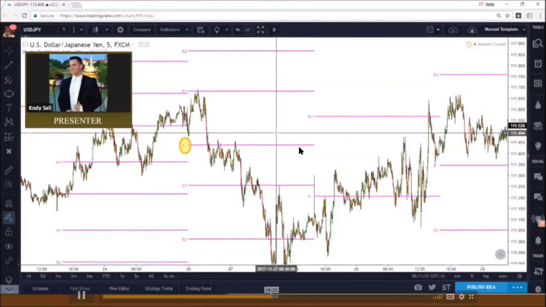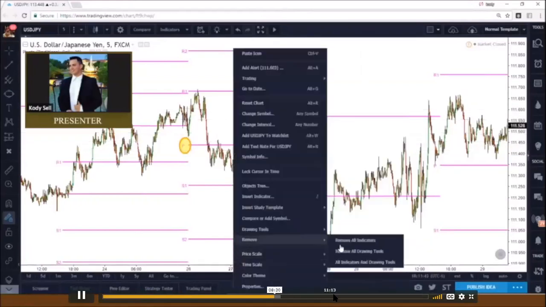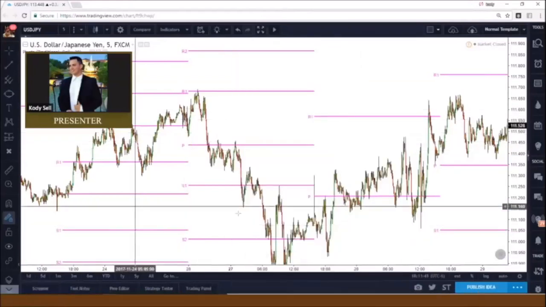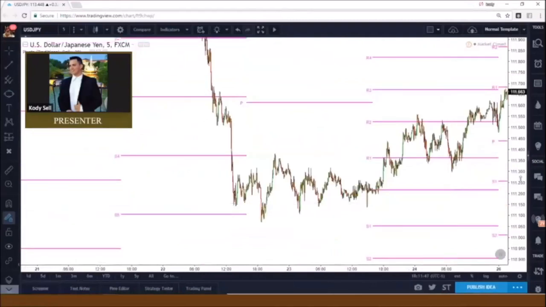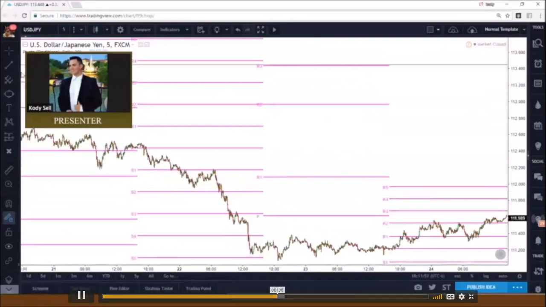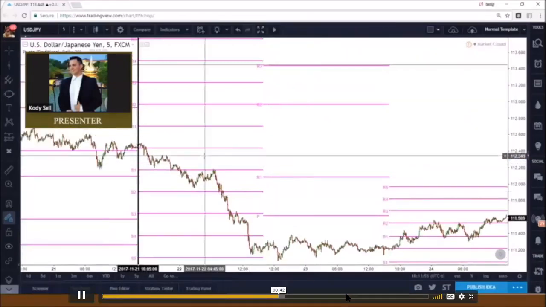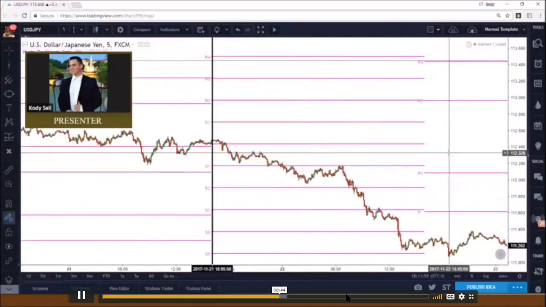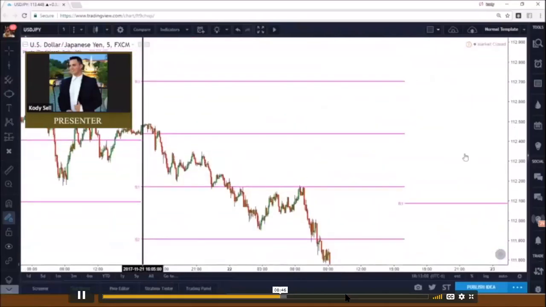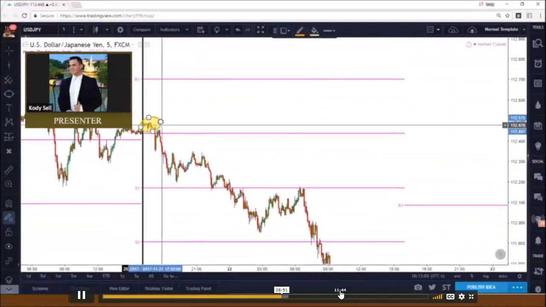We're going to go look at some examples, and we're just going to go through and look at how the price is moving each day between these levels. So let me go ahead and remove all of my drawing tools here. And we're just going to start, let me just throw up a vertical line right here, okay? So let me just zoom in. Okay, so the day opens up right in this region.